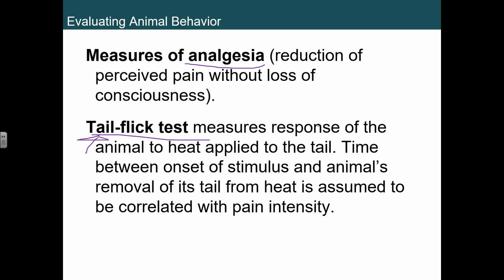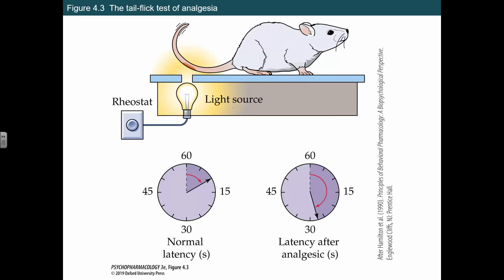The longer the animal leaves the tail on the heat source, the greater we assume the drug is at alleviating pain. It's pretty straightforward, right? So if you give them some Tylenol, they're going to go, oh, that's pretty fast. If you give them some morphine, they'll leave the tail on there for a little bit longer, like, oh, okay, maybe I'm feeling pain. So there you go. That's a nice picture of a rat with a hot tail.